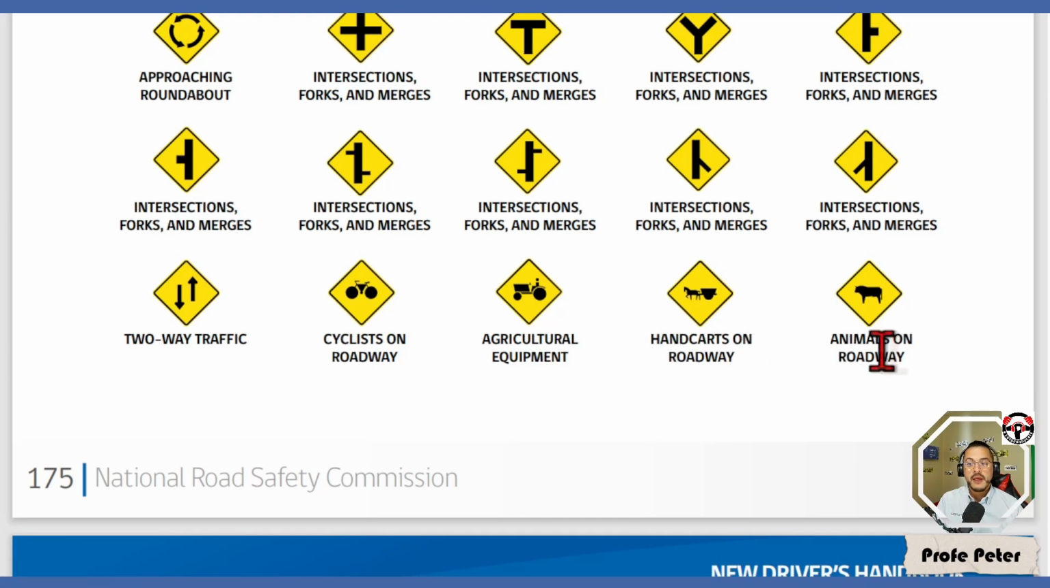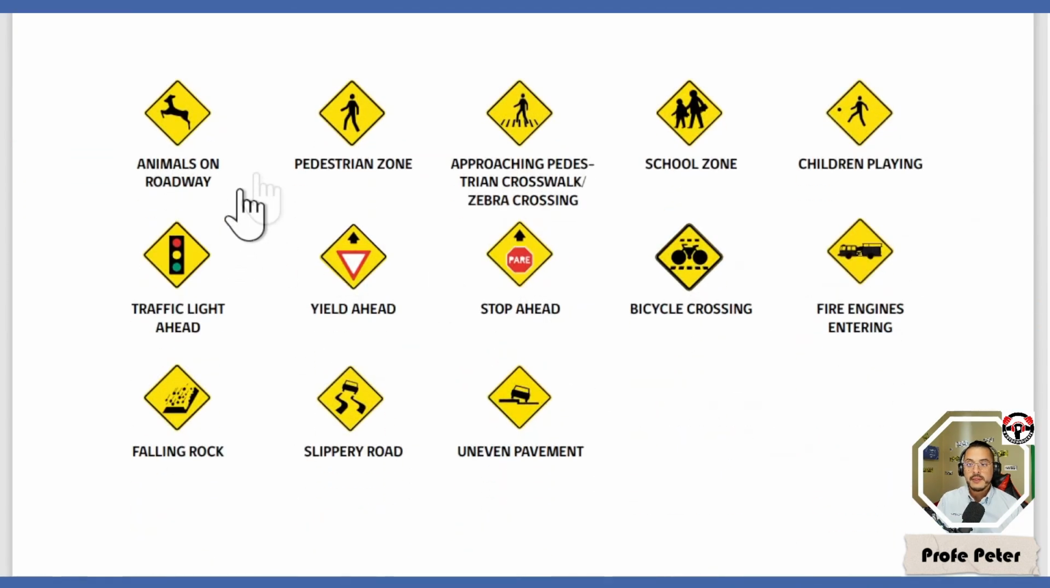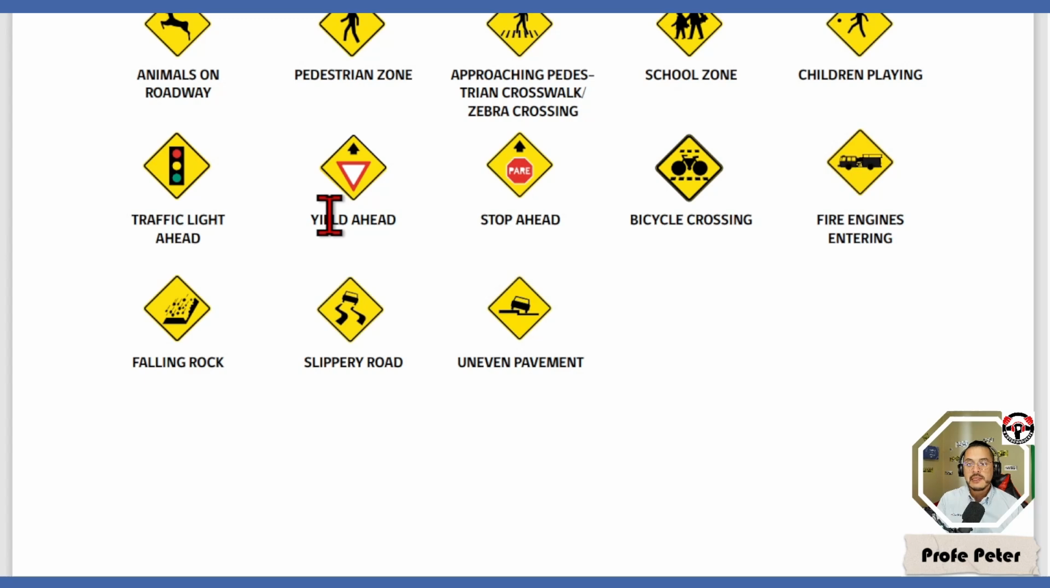roadway, animals on roadway, in different kinds, pedestrian zone, approaching a pedestrian crosswalk, school zones, children playing, traffic light ahead, yield ahead, stop ahead, bicycle crossing, fire engines entering, falling rocks, slippery road, and uneven pavement, and others.